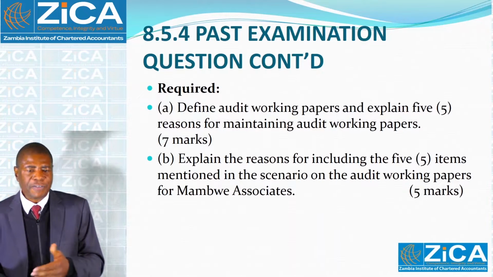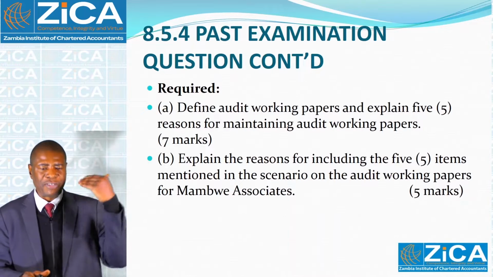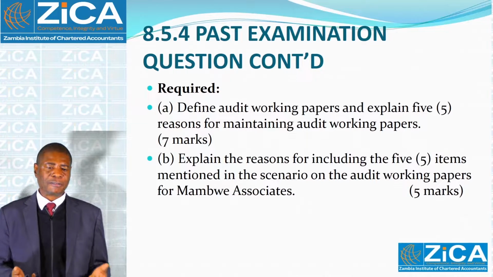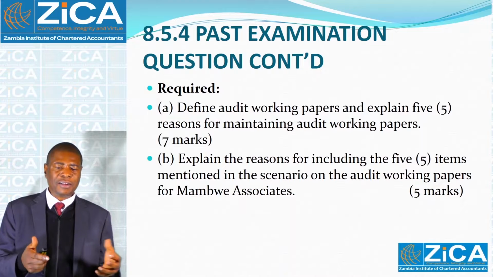Then explain 5 reasons for maintaining. Again, those are straightforward. They've been examined a number of times. So you explain. If you just list them, less marks. Explain the reasons for including 5 items mentioned in the scenario.